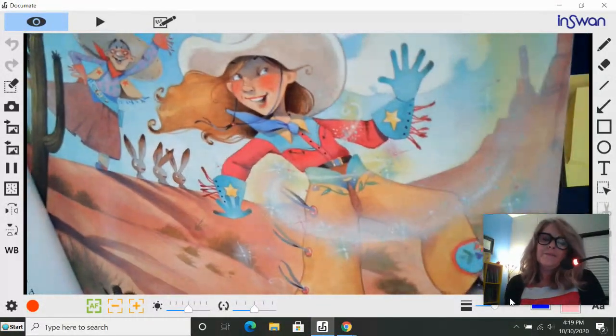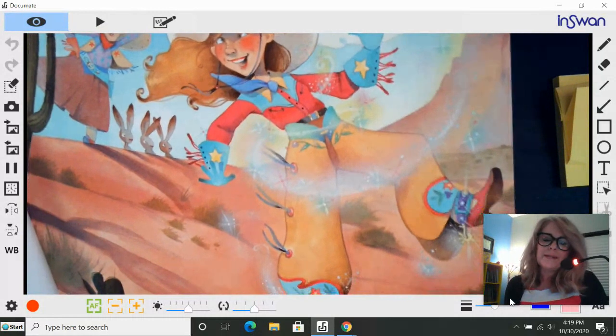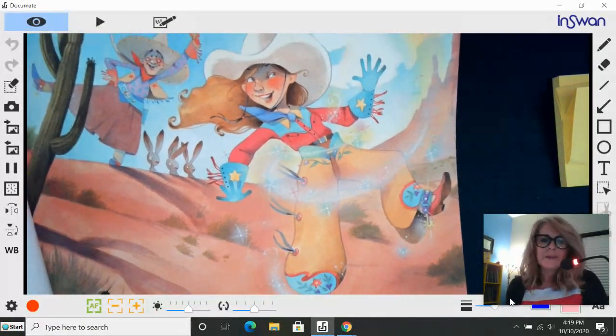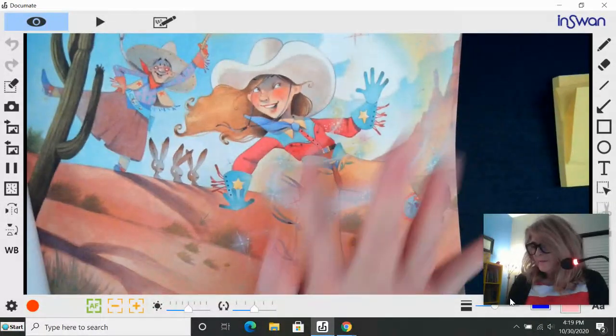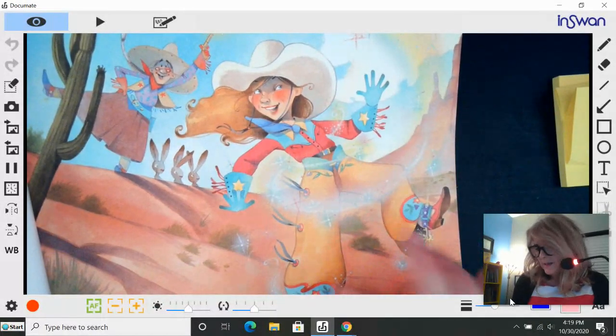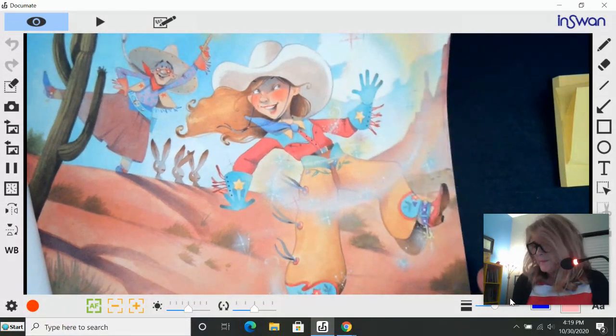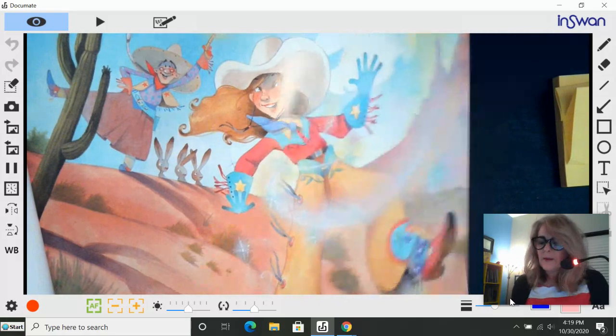Okay, so right away we're probably noticing that instead of a ball gown, she has been all spiffed up into her white Stetson hat and the chaps and her nice boots here. It's very different than the ball gown.